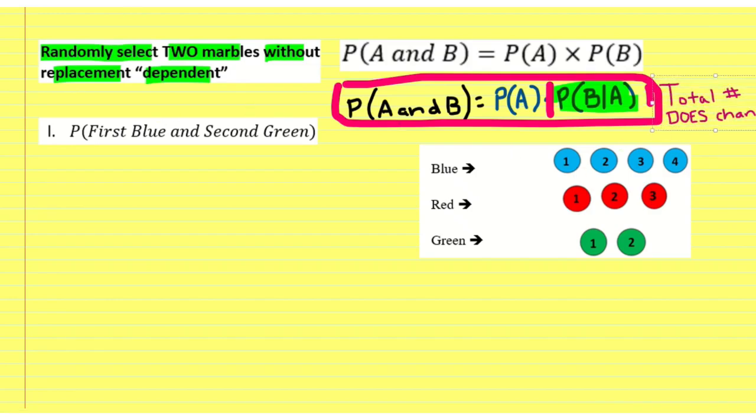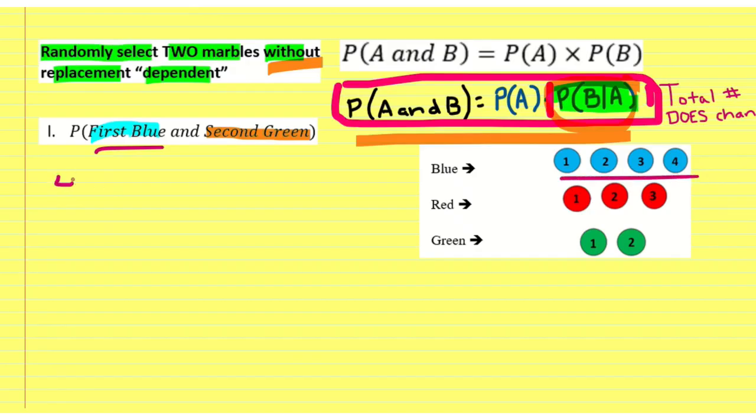Okay, so we've got the first probability, the first marble is a blue, and the second probability that the second marble we choose is green without replacement. And we're going to use this formula where the second probability total is going to change. Okay, so how many blue do I have? I have 4 blue, so that's 4 out of 9. I'm going to multiply that. We always multiply when we got an and probability. We always multiply our probabilities.